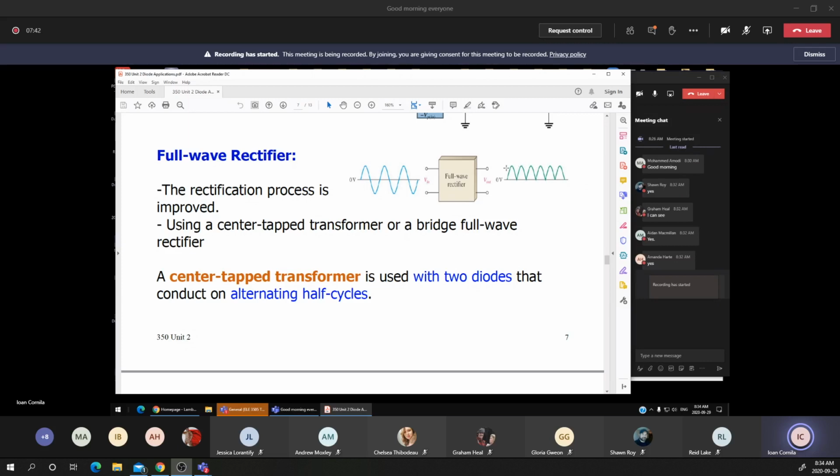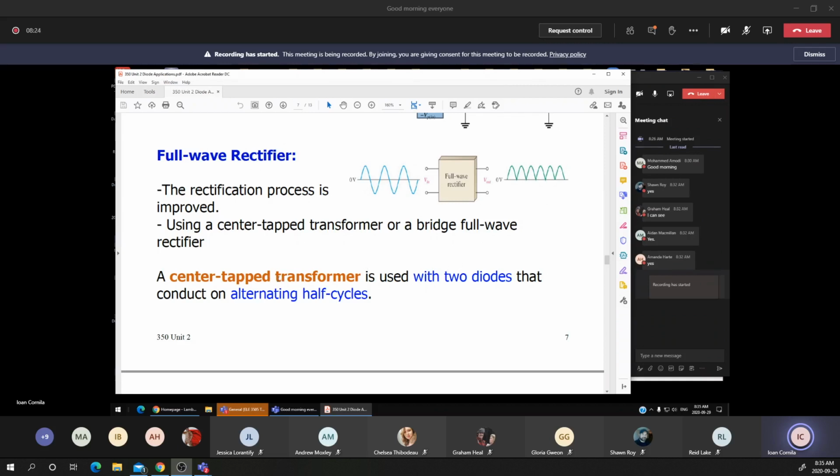The pulsating voltage at the output of the full-wave rectifier has both halves of the waveform, which means that the average voltage and the average power are increased, to twice that of the half-wave rectifier. Actually, there are two different ways of making a full-wave rectifier. One way is using a center-tap transformer and just two diodes.